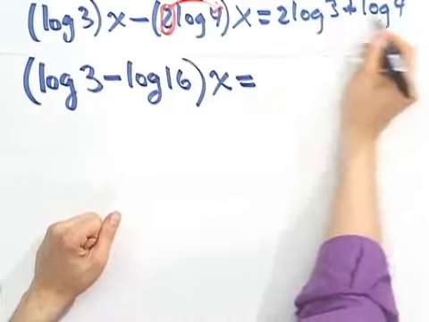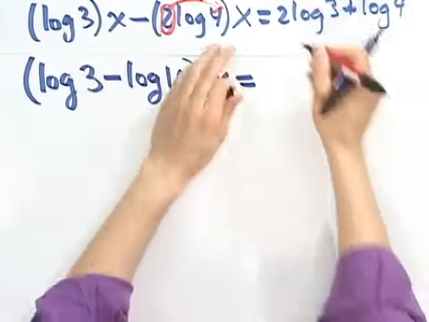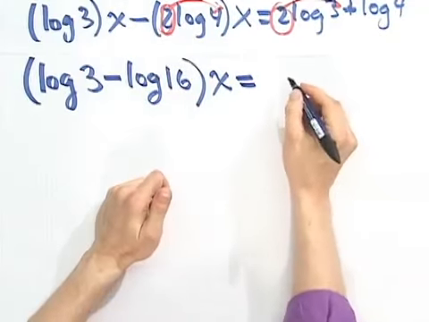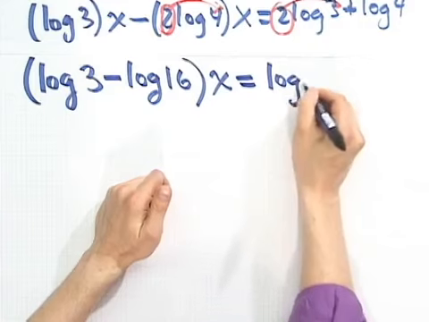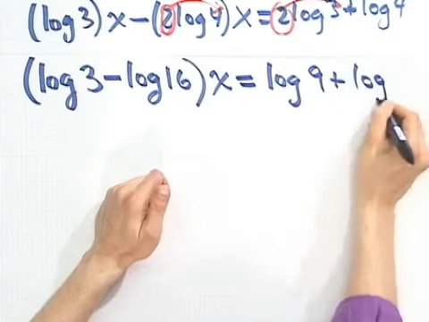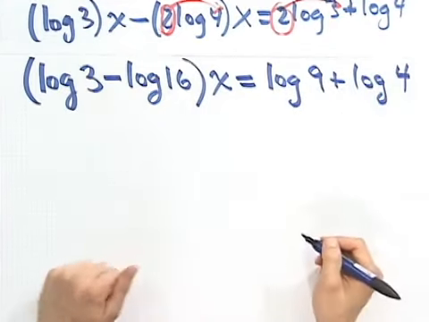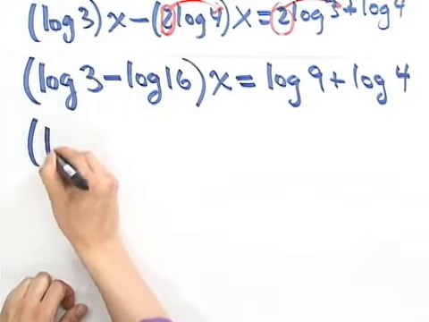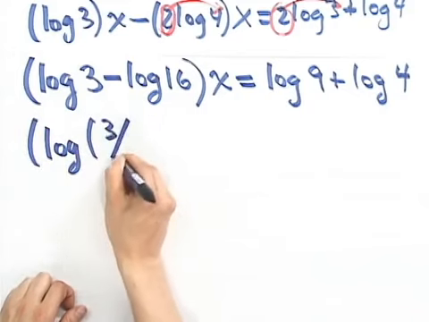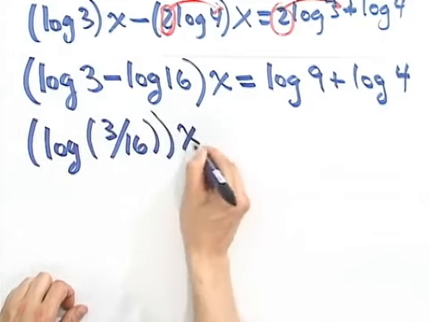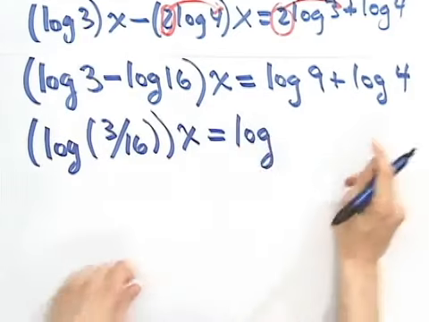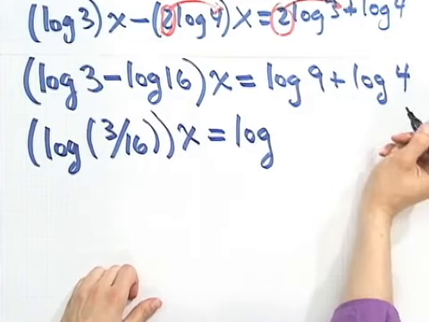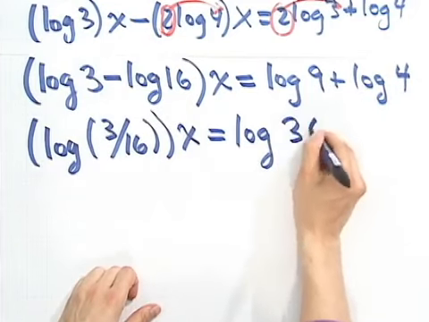Now watch this big step I'm going to do right here. The big step I'm going to do right here is, first of all, take this 2 and pull it up on top, so it becomes a log 3 squared, which is log 9. And then I have a plus log 4. Now I can actually combine a lot of these guys. I see the difference of logs. Remember, that's the log of the quotient. So I could write this as log of 3 divided by 16, x, and that will equal log of, and if I'm adding logs, I can multiply them. So in fact, this is just 9 times 4, which is 36.